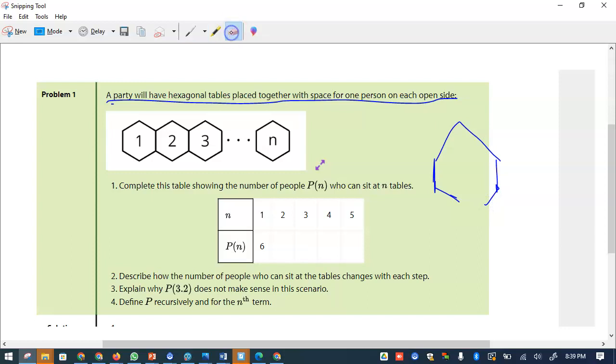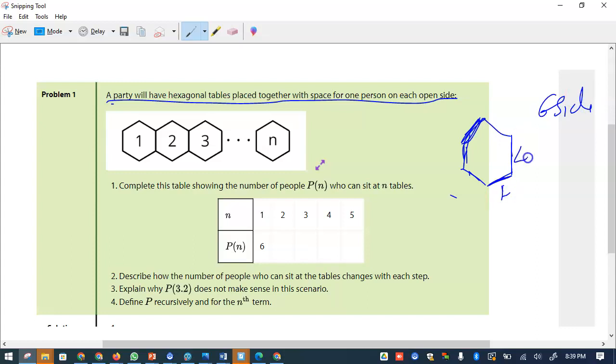So this does not look good. Let me draw a nice one. So here, this is the hexagon. And you can clearly see a hexagon has six sides. So naturally one person will sit here and another, another. So these are like chairs, six chairs. That's why this is six.